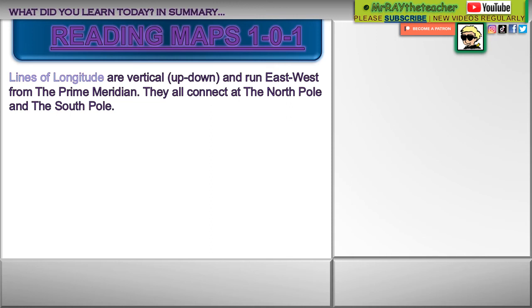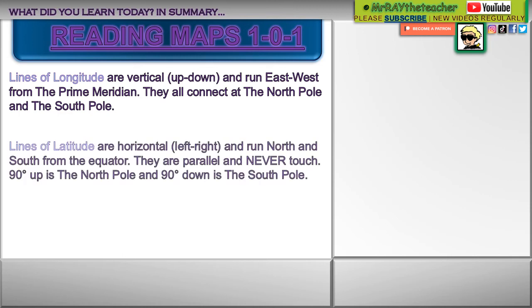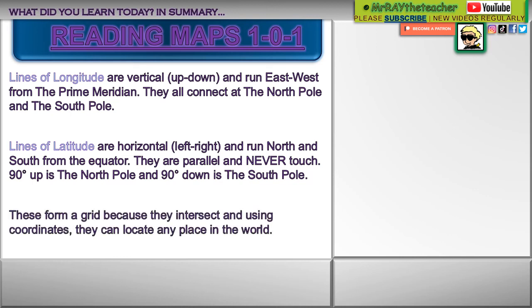If you go to public school, you learned about lines of longitude. They are vertical, go up and down, and run in an east-west direction from the prime meridian. They all connect to the North and South Pole. Lines of latitude are horizontal. They run left to right, and they run north and south from the equator. They're parallel and never touch. 90 degrees up from the equator is the North Pole, and 90 degrees down is the South Pole. And they form a grid because they intersect, and using the coordinates, they can locate any place in the world.